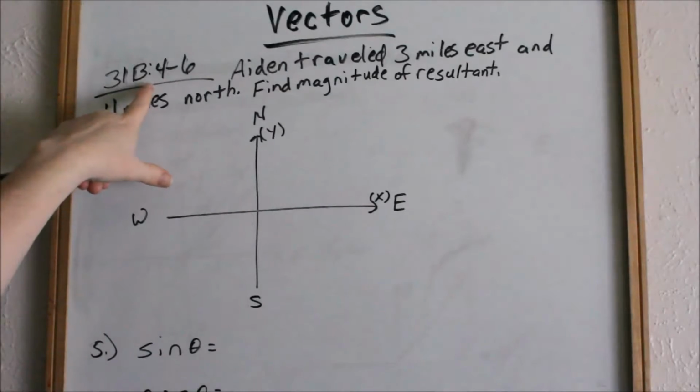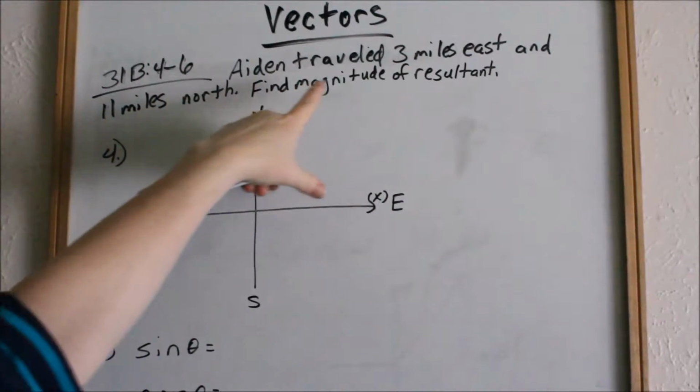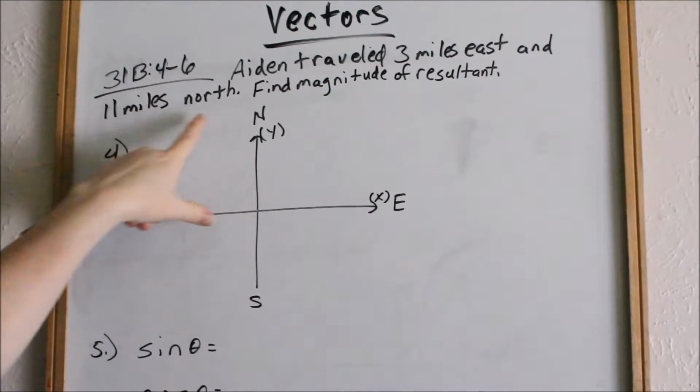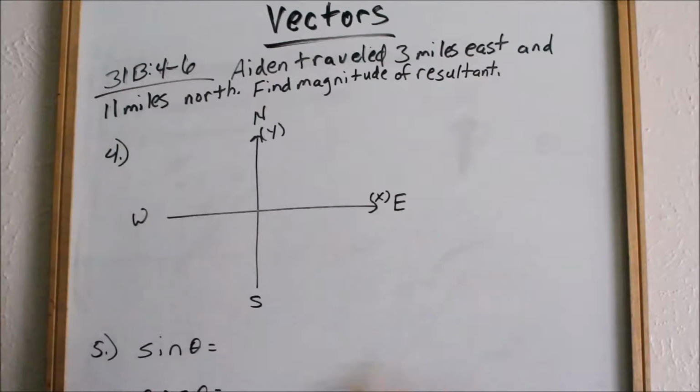Okay, we're looking at 31B, 4 through 6. Aiden traveled 3 miles east and 11 miles north. Find the magnitude of the resultant. I'm always going to suggest that it's always good to draw a picture.